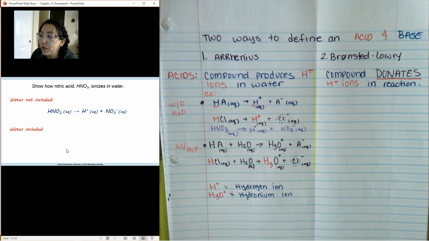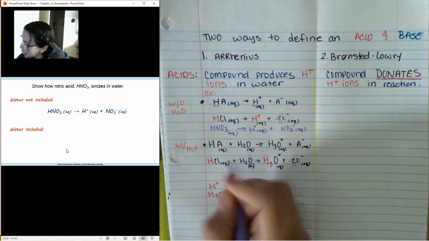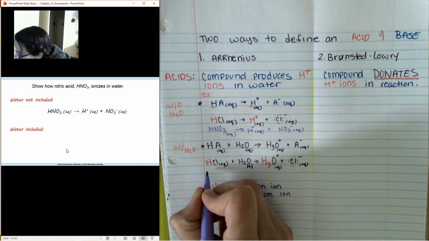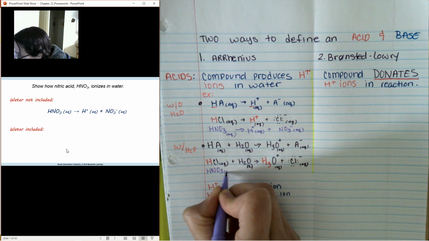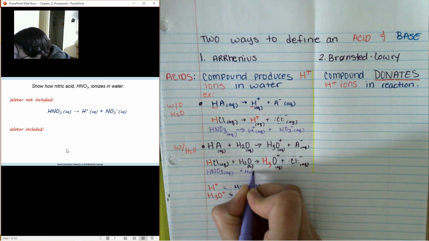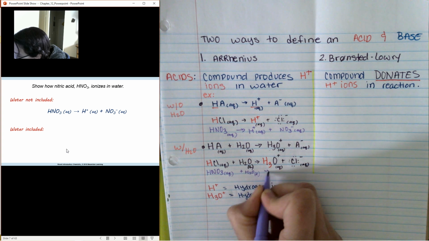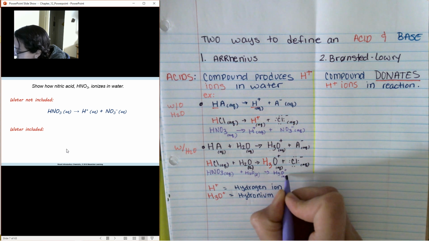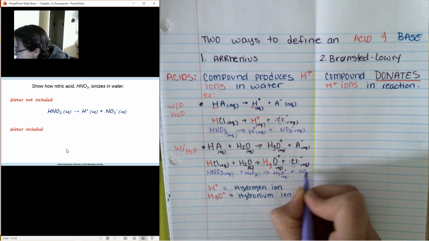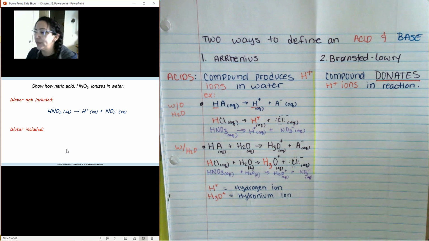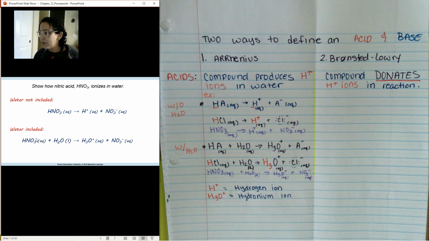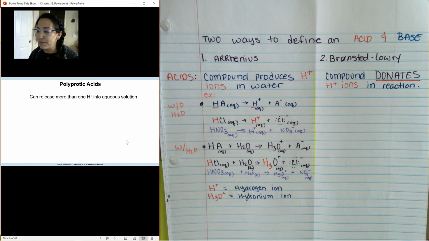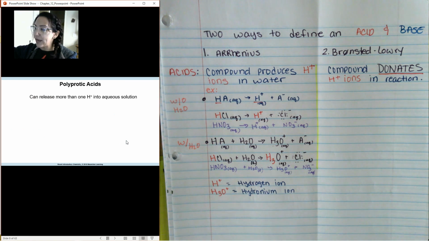Perfect. And then we want to show it with water. So if we show it with water, now we're going to include that H2O. So we're going to have HNO3 aqueous plus H2O liquid, and that's going to give me H3O positive, aqueous, plus the NO3 negative ion, which is also aqueous. All right, so as you can see, those ones are really simple to do. Easy peasy.